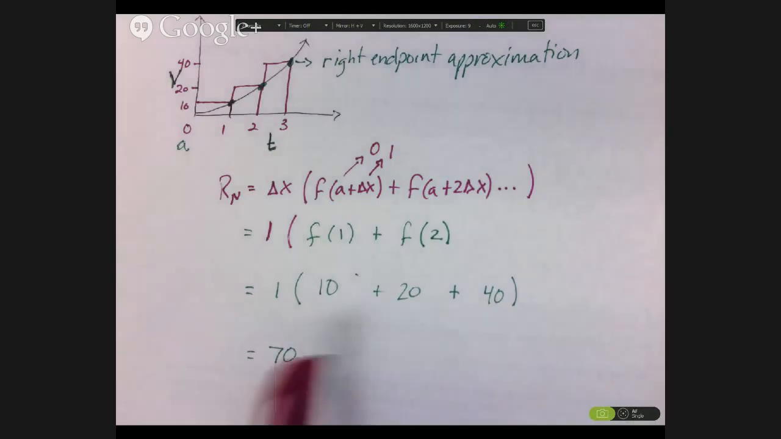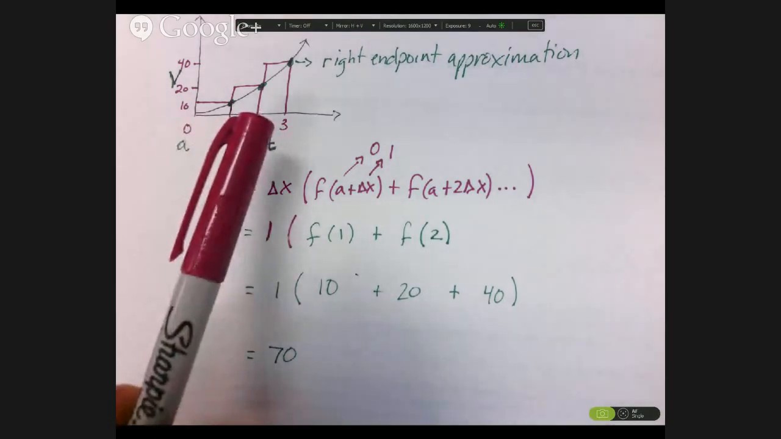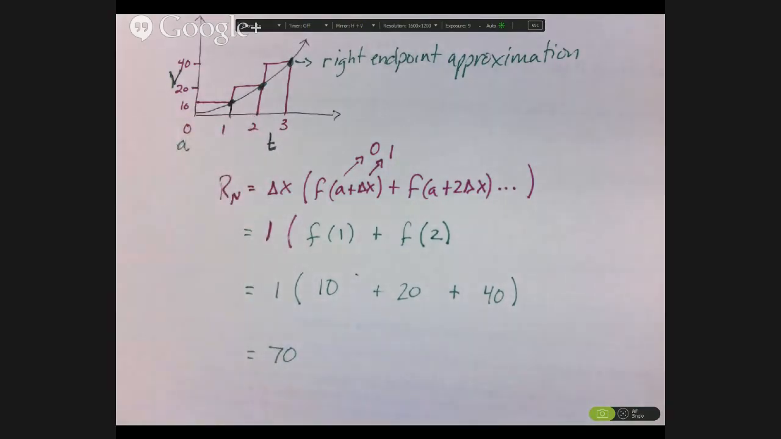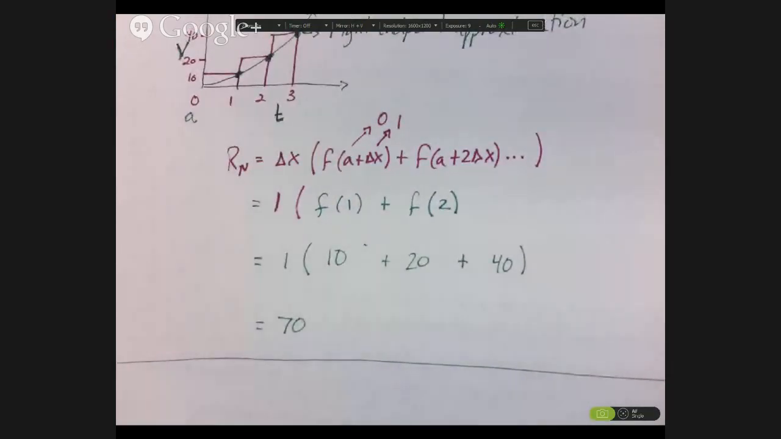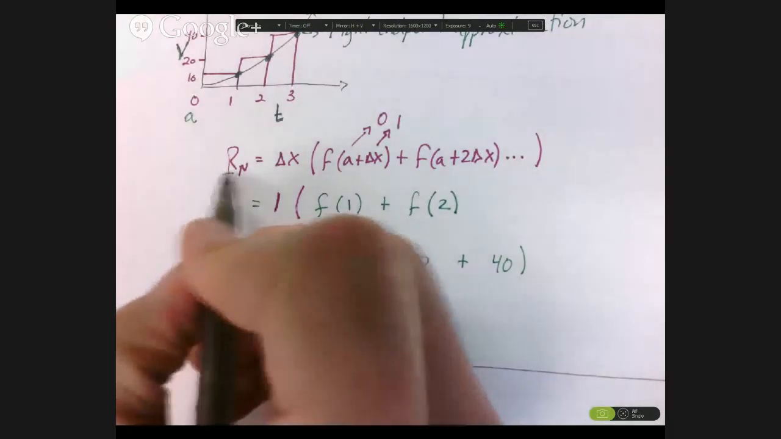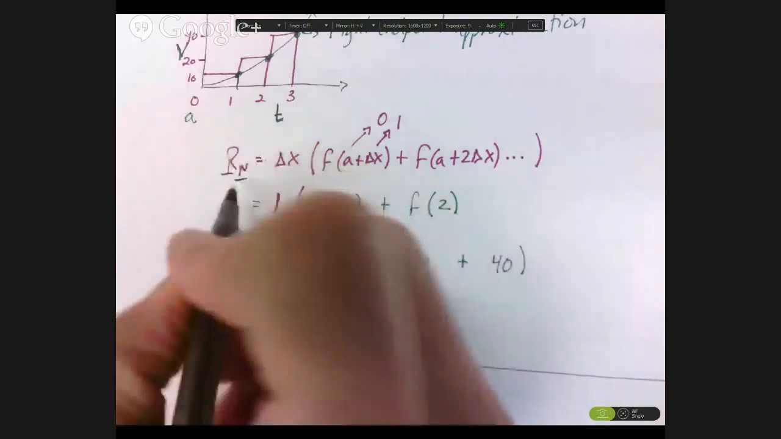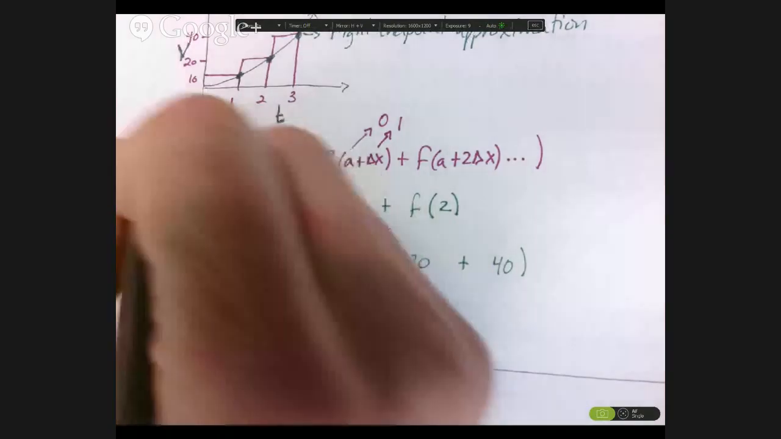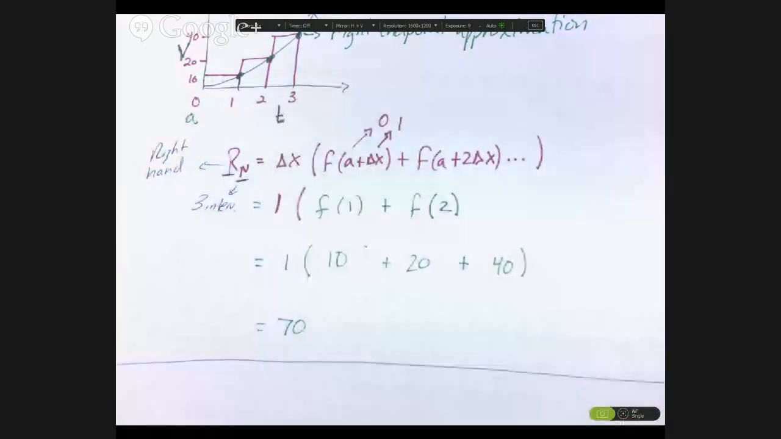So this formula allows you to avoid doing every single rectangle separately, okay? Because our x value, the interval is the same. All right, are you okay with that? What does the R mean? That's the right-handed with n intervals. This has 3 intervals, right? And this is right-handed. So right-handed with 3 intervals.